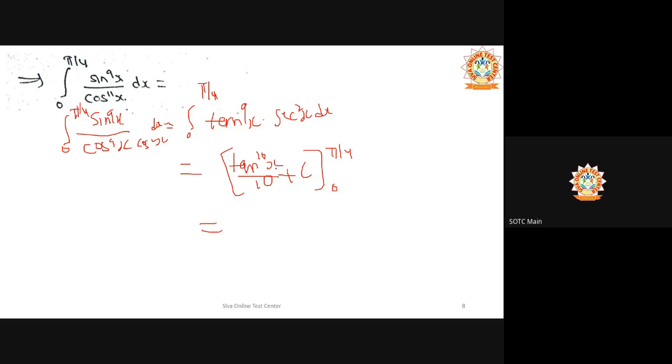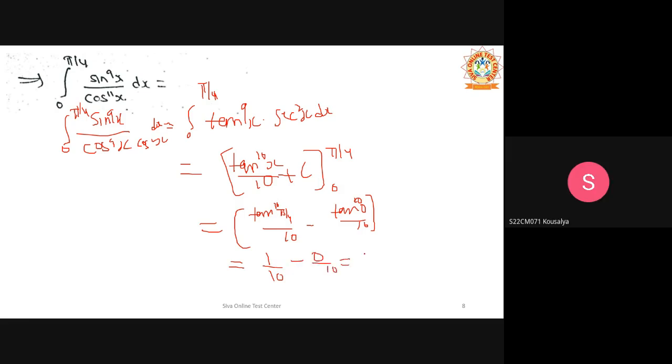So now in the place of x apply pi by 4, the upper limit. What will become? That is tan pi by 4 whole power 10 divided by 10 minus tan 0 whole power 10 divided by 10. So tell me, what is tan pi by 4? 1 by 10. Yes, very good. So 1 by 10 minus tan 0 is 0, 0 by 10. So it will become 1 by 10 as your answer. Right? So it is producing a value, not a function. Don't confuse. Clear?